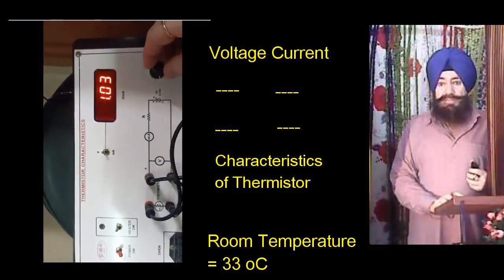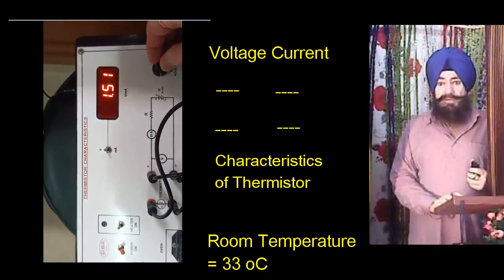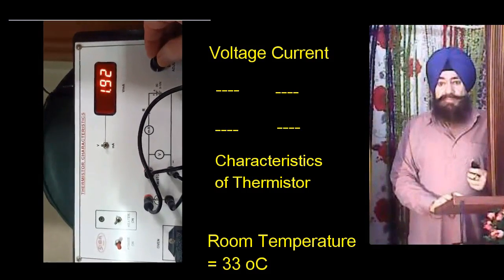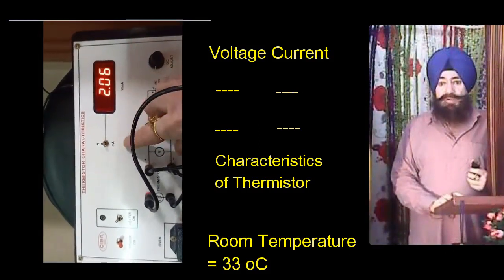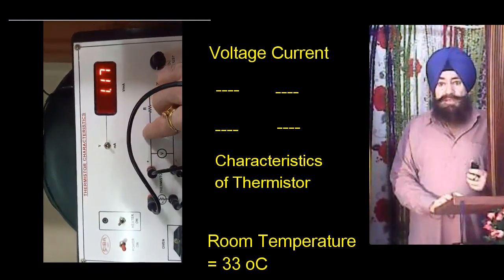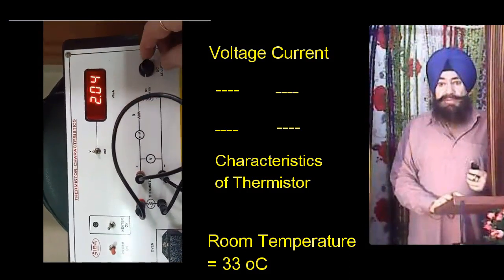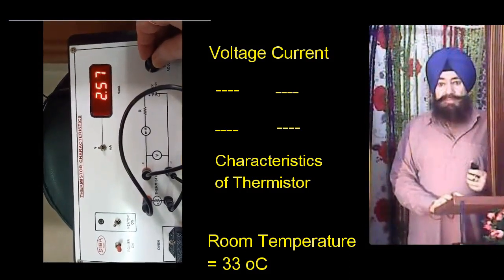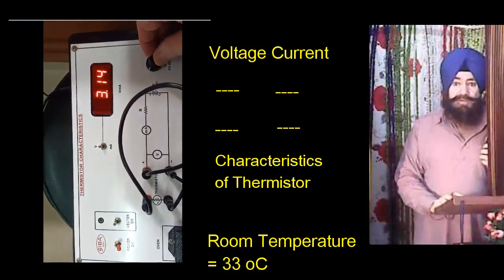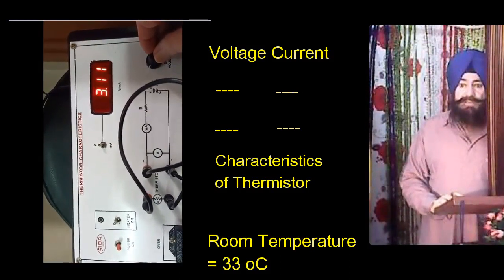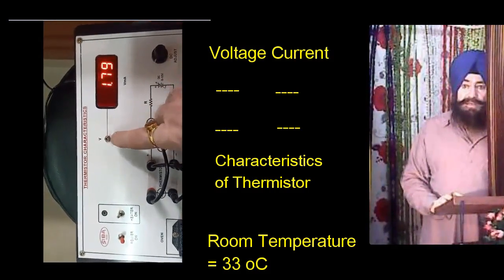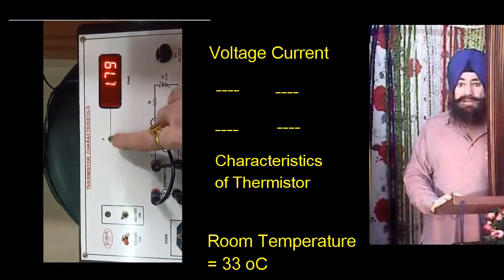Then again voltage, and we are varying. Now it is 2 volt, 2.0567, 2.06 you say. The current is 1.17 milliampere. So 2.04, 1.17 milliampere. Now voltage is 3.07 volt, and current is 1.79 milliampere.